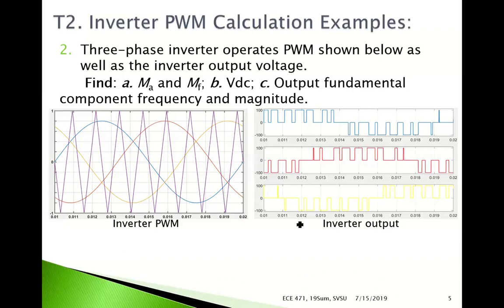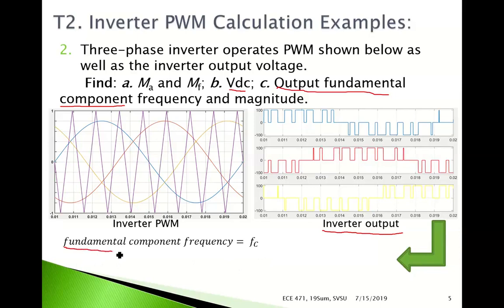Alright, we can continue to find out the VDC and output fundamental components, frequency and magnitude, from the second graph, inverter output. Okay. So first of all, the fundamental component frequency is always equal to the frequency of the control signal. So it equals 1 over 0.02 minus 0.01. Now these are the values we got from the previous step. So 100 Hz is the frequency of the control signal as well as the output fundamental component.